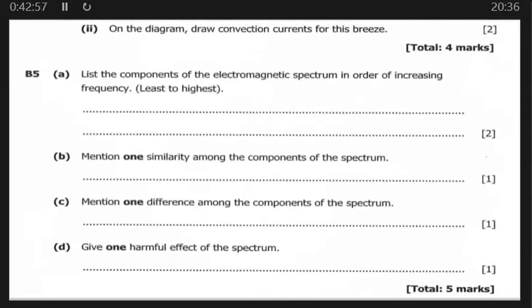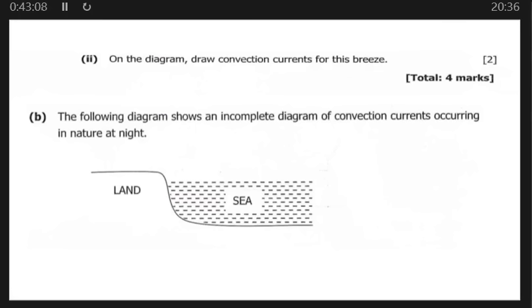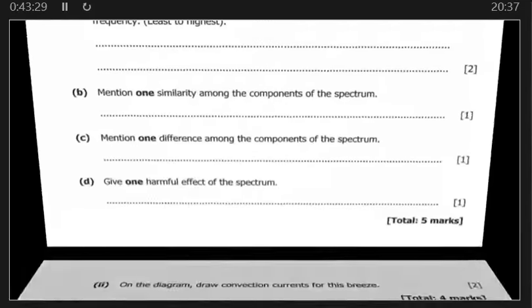So the question part two says, on the diagram, draw convection currents for this breeze. So we'll bring the diagram back down here. They want us to draw the convection currents for this breeze. We will complete it like this. We'll have cold air coming onto the sea, and then there will be warm air going onto the land. All right, so that is it. Let's move to another question.